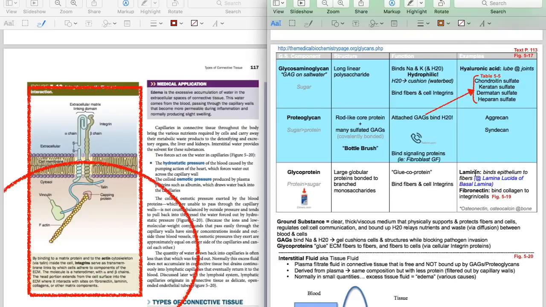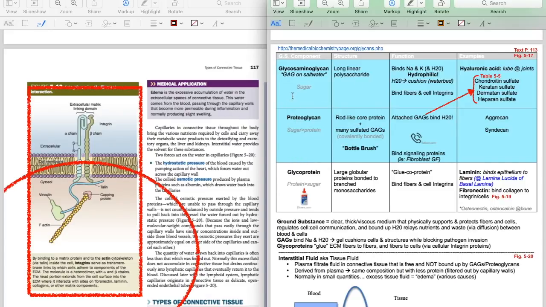So those words sound sticky. Laminin, sticky. Fibronectin, sticky. What's sticky? Glue. Glycoprotein, binds fibers and cell integrins. And then also this laminin is going to be binding epithelium, basically binding the lamina lucida, okay? So those are the components of ground substance.